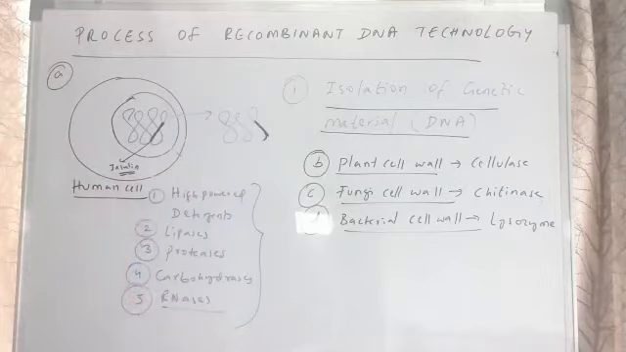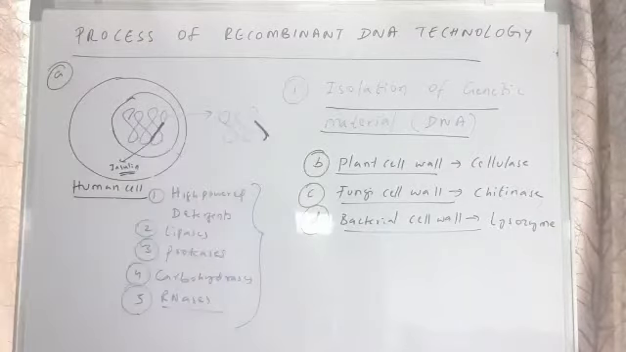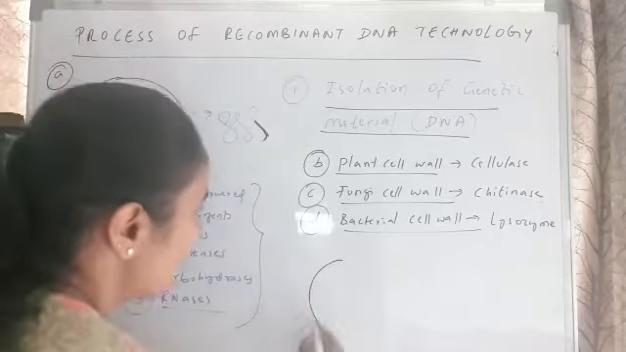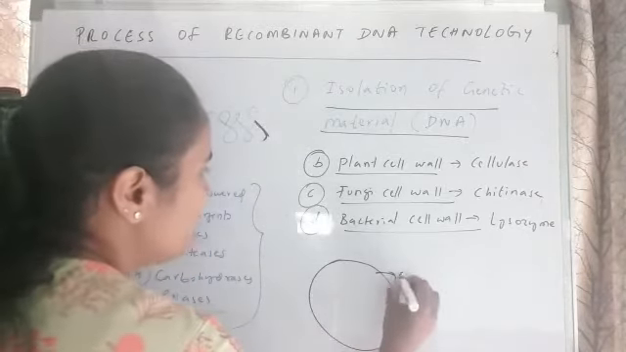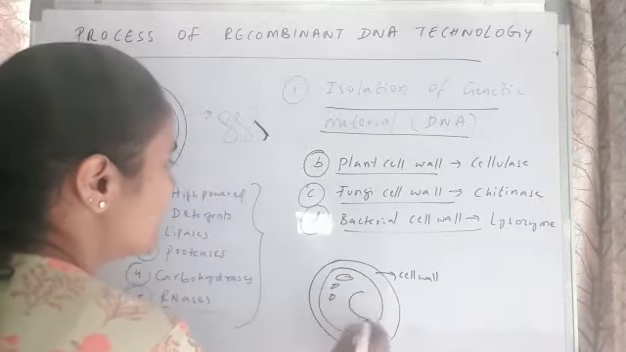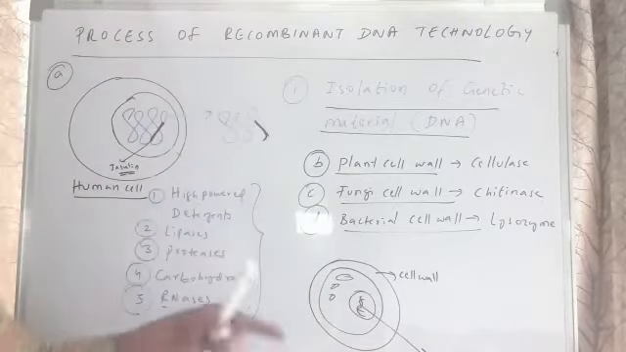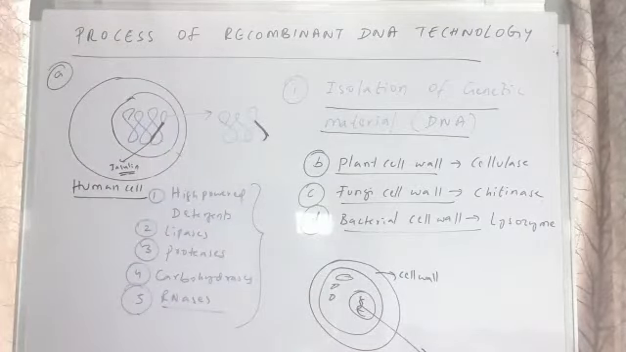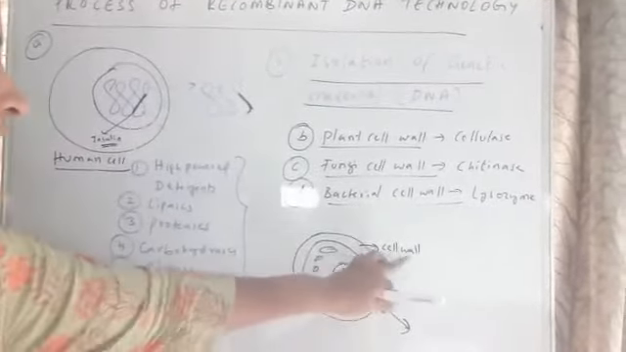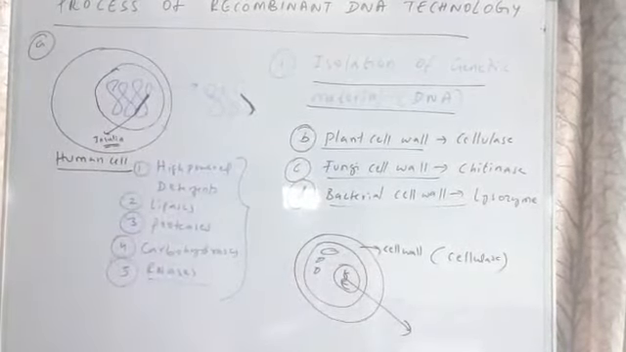Before that, what if I have to extract the genetic material from a plant cell? You know that a plant cell has a cell wall. It has a plasma membrane, various kinds of organelles, a nucleus and the genetic material. So to extract the genetic material from the plant cell, one extra process we have to follow is to break the cell wall. We have to use the enzyme cellulase, because the plant cell wall is made up of cellulose.